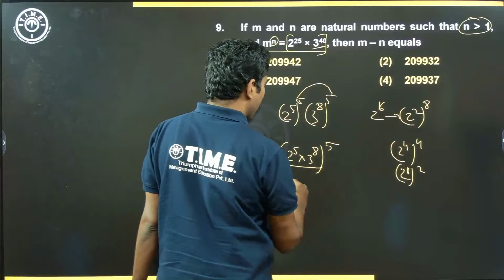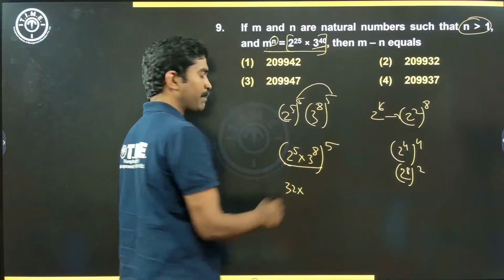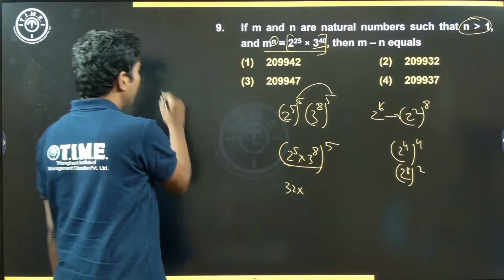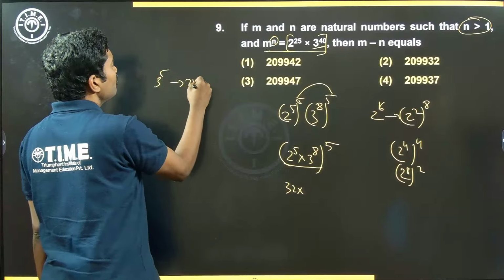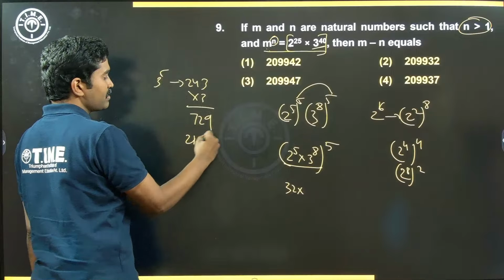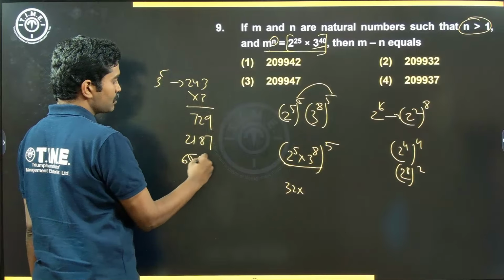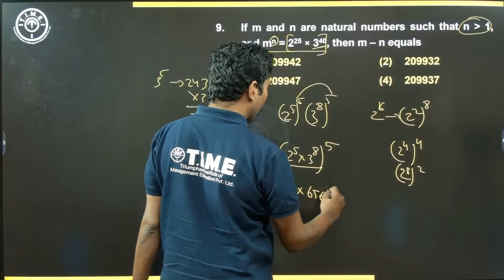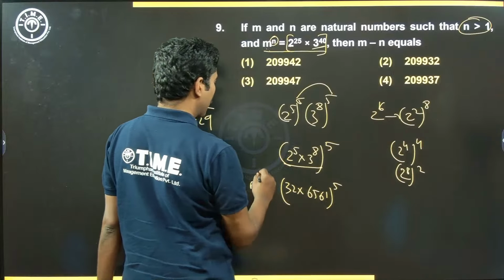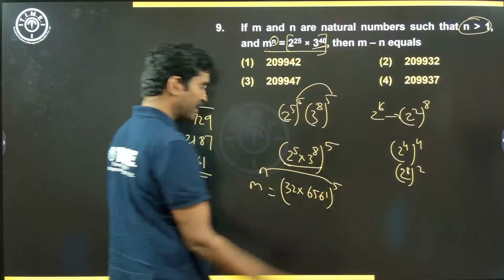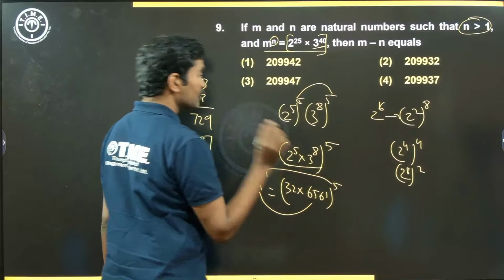So what would this be? 32 into, what is 3 power 8? This is 9, 27, 81, 243. 3 power 5 is 243. We need to multiply another 3, 729. Another 3, 2187. Another 3, 6561. Right? 32 into 6561 whole power 5. This is m power n. What is n? 5. What is m? This whole number.